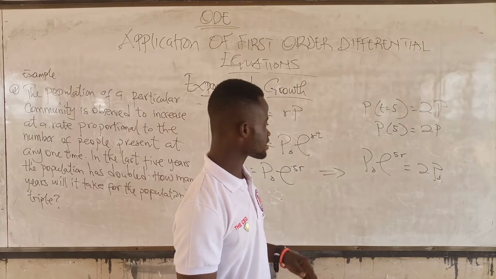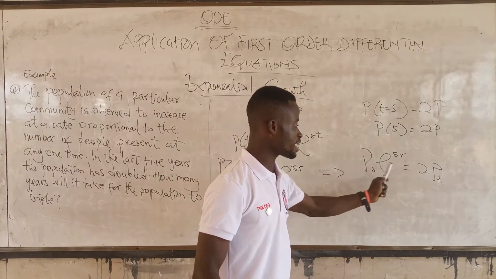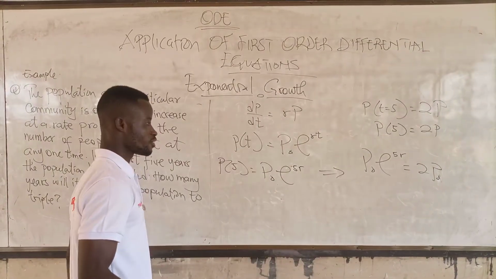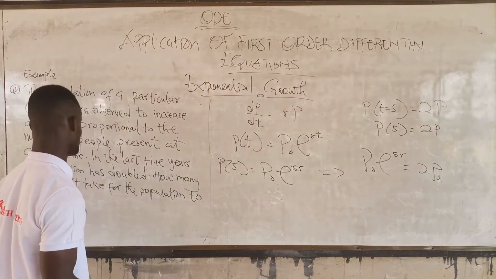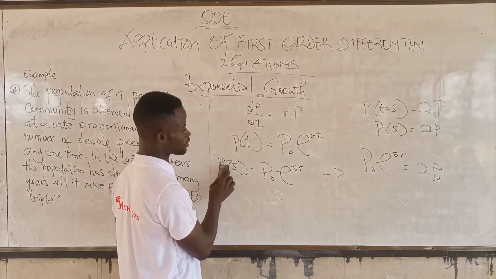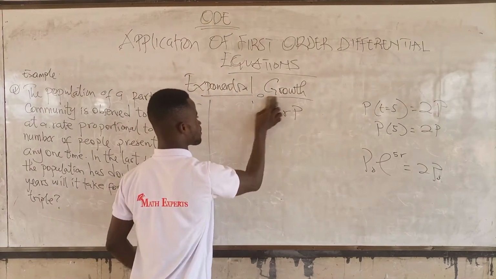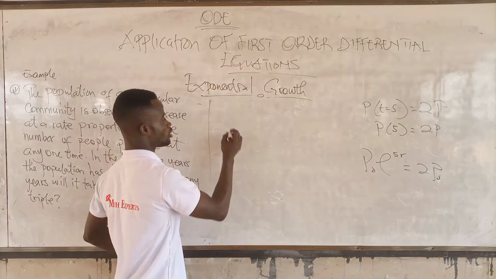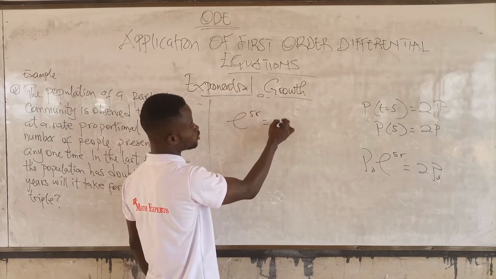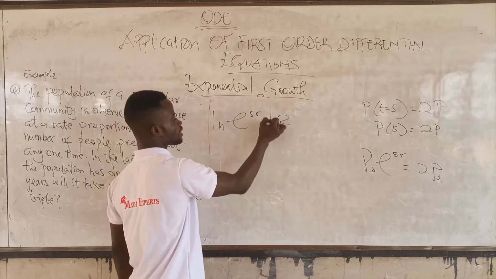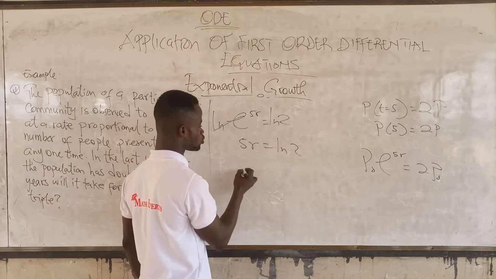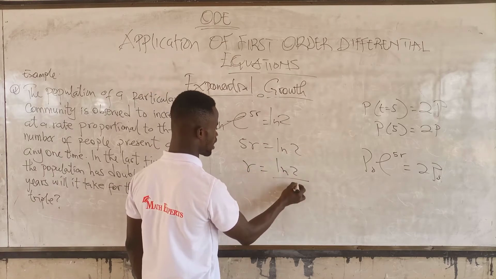So here, you can see clearly that this and this will cancel. So we cannot go and solve for the r. I would like to clean this part. So we get even the P naught to cancel out, so e to the 5r is equal to 2. Take ln of both sides. Yeah, this cancels this. 5r is equal to ln 2, and r is equal to ln 2 over 5.